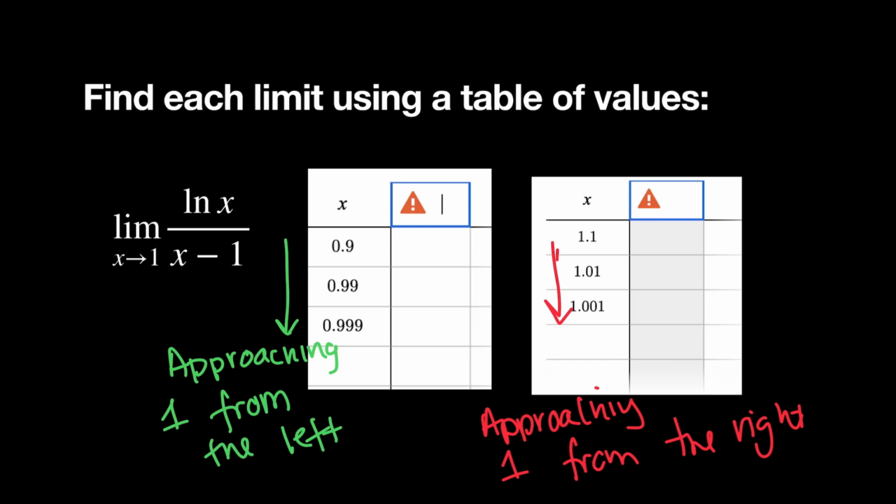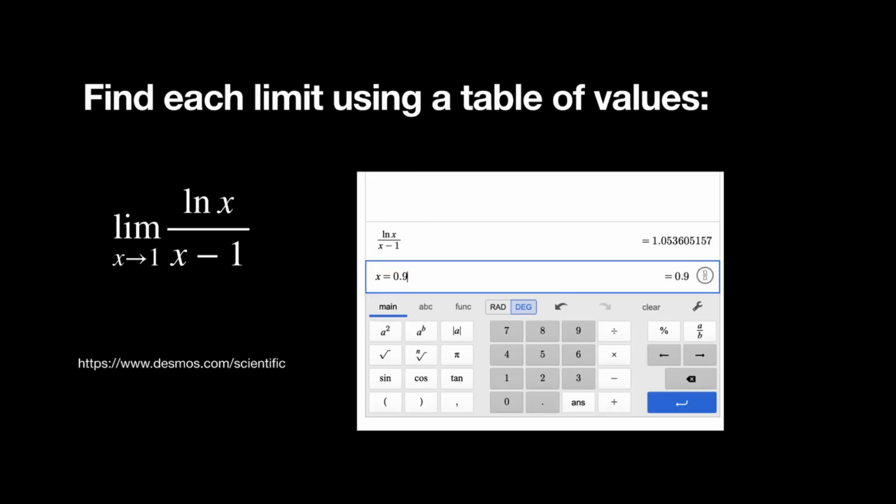To complete this table of values, I'm going to plug each of these numbers into my function using a calculator. I like using Desmos as an online calculator because when I use Desmos, I can just type in the function. So I just typed in ln x divided by x minus 1. I hit enter, and then I typed in my x value.